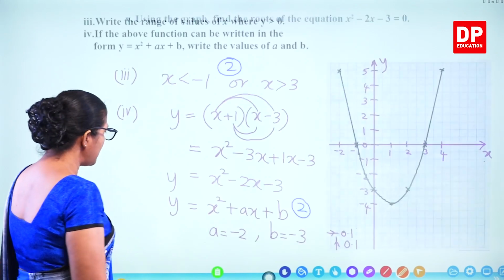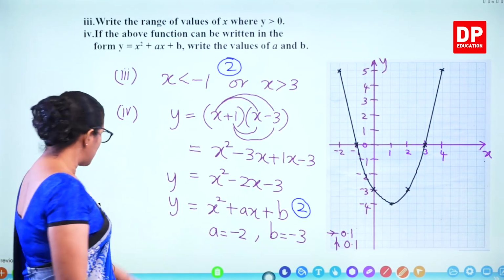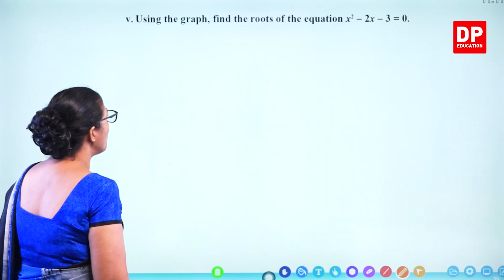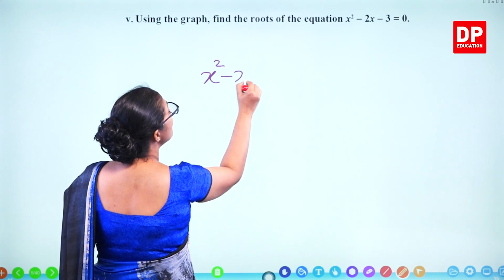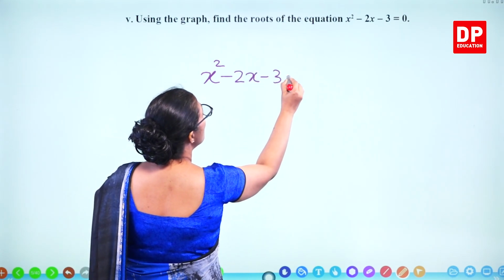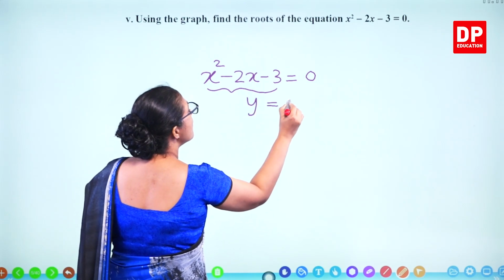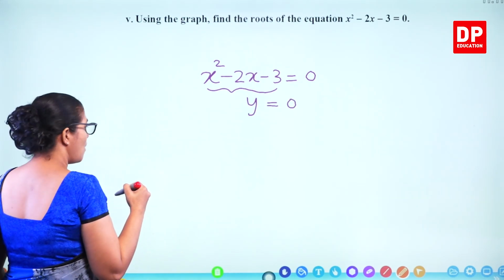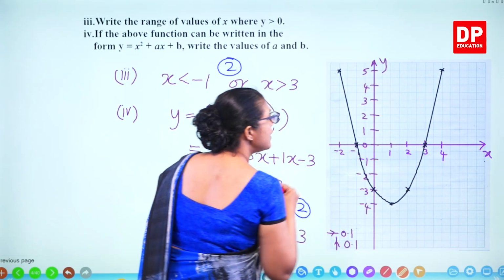So what's the equation we got? x squared minus 2x minus 3. So same equation we got before. So that means we drew that graph before. This means y equals 0. Read the y equals 0 values. So that's -1 and 3.